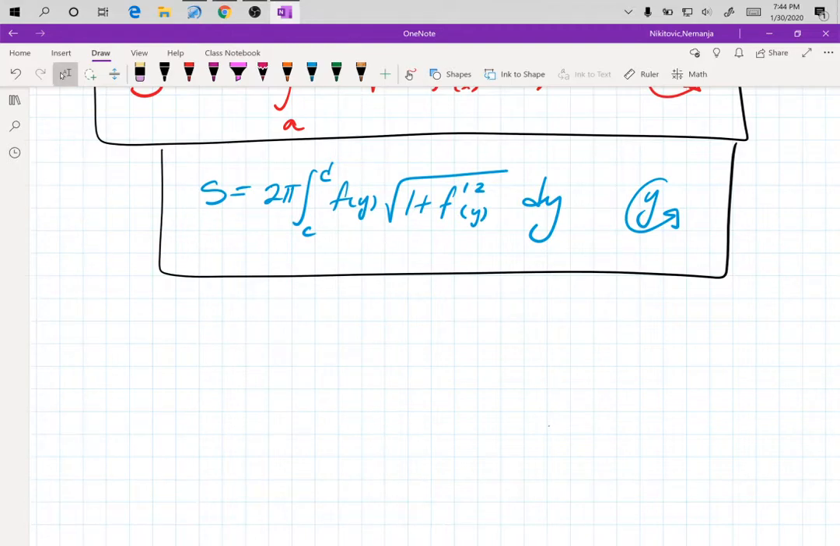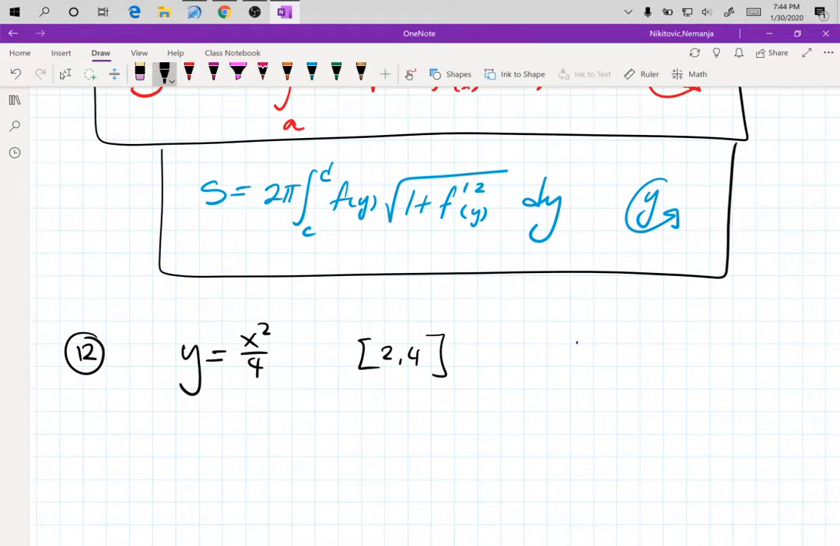Let's take a look at the example for this bad boy. Here is a vanilla example, problem 12. We'll do 2. Problem 12: y equals x squared over 4 on 2 to 4. And clearly we are rotating on x because it's an... Oh, no, actually, we shouldn't say clearly because I just made a mistake. They're rotating on y.